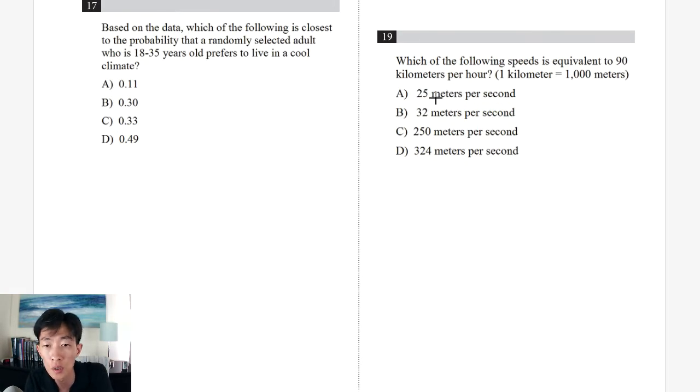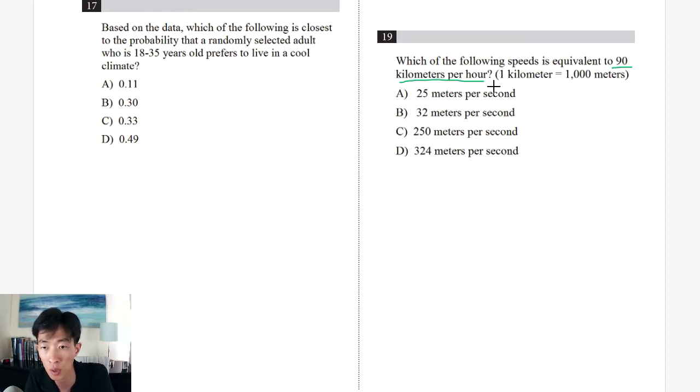Question 19. Which of the following speeds is equivalent to 90 kilometers per hour? And notice all the answer choices are in meters per second. So we actually have to convert two things, kilometers to meters and then hours to seconds. I think the easiest and most organized way to do this is to use conversion factors.